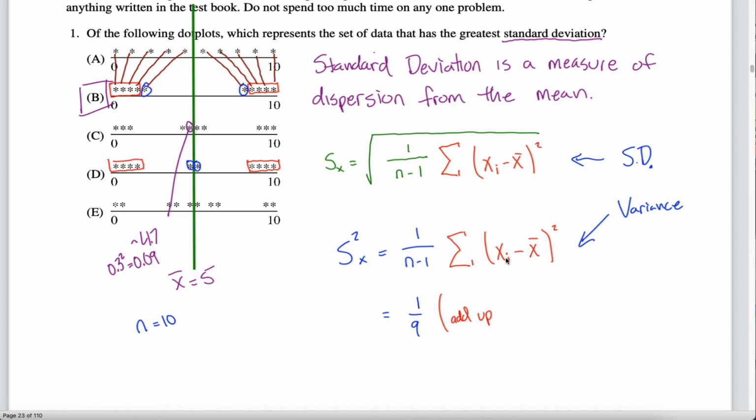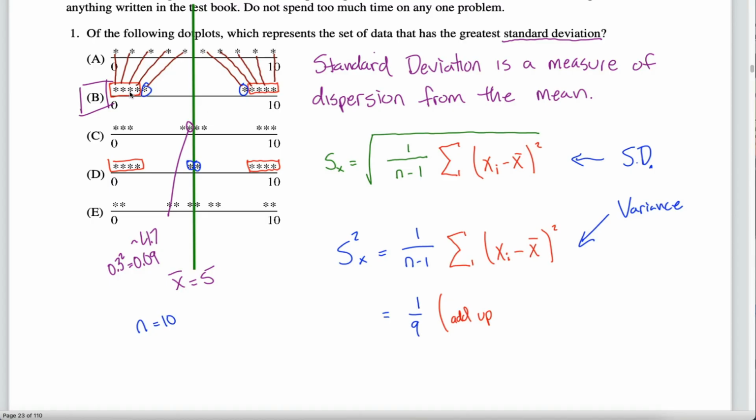And xi is a symbol to represent each of the different observations. So all this is saying is take each of the different observations and subtract x bar. In other words, figure out how far an observation is from x bar, and then square that value. Add that up for each of the different observations, divide it by 9, and you have your variance. Oh, right, that's exactly what we did up here.